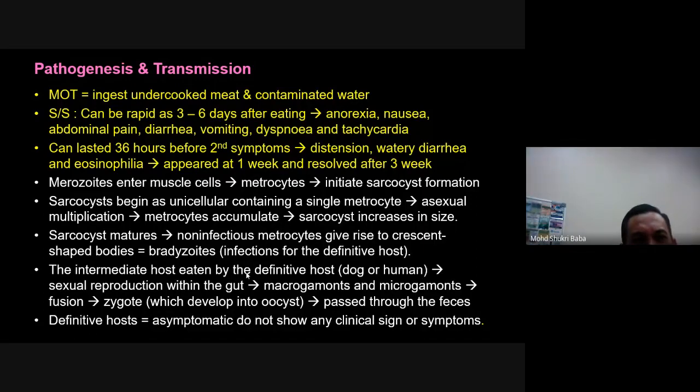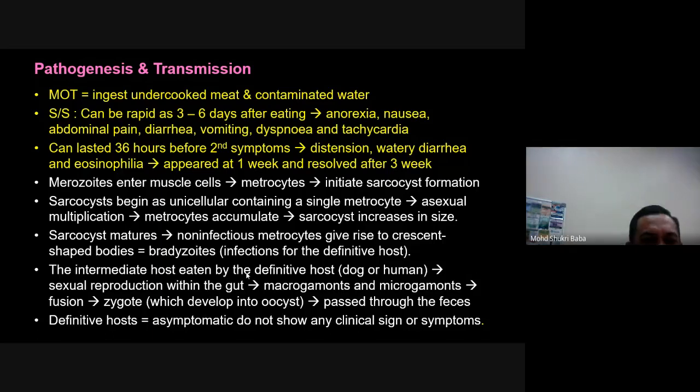Sign and symptom can be rapid as 3 to 6 days after eating, menyebabkan anorexia, nausea, abdominal pain, diarrhea, vomiting, dyspnea, and also tachycardia. Can last 36 hours before second symptoms. Alright, which is it can lead to the distension, water area and eosinophilia.